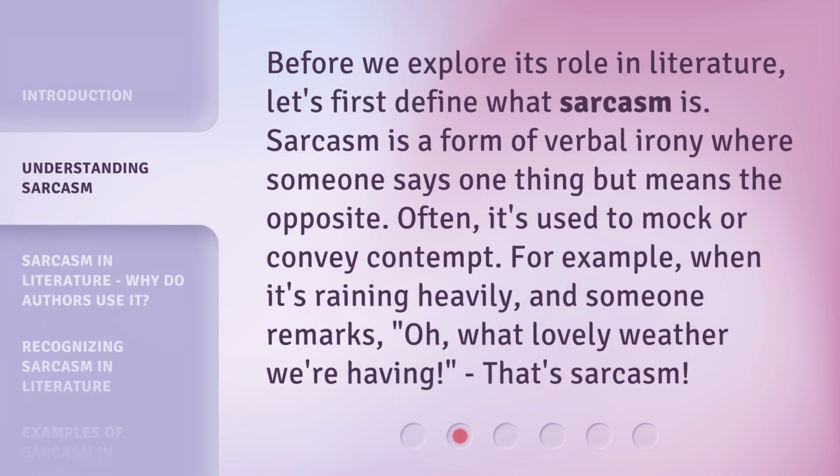Before we explore its role in literature, let's first define what sarcasm is. Sarcasm is a form of verbal irony where someone says one thing but means the opposite. Often, it's used to mock or convey contempt. For example, when it's raining heavily, and someone remarks, "Oh, what lovely weather we're having." That's sarcasm.